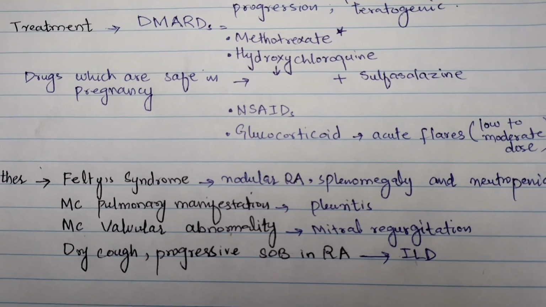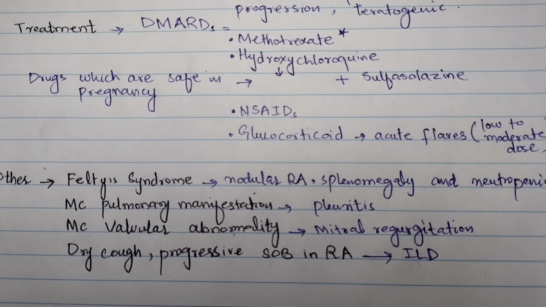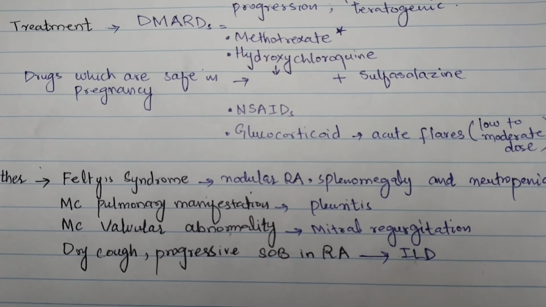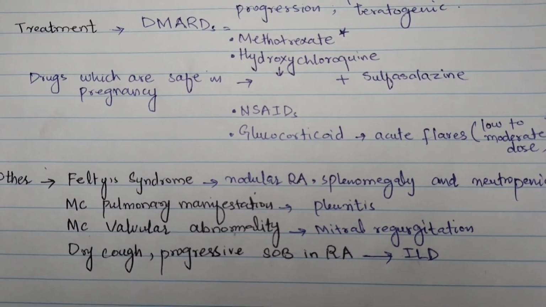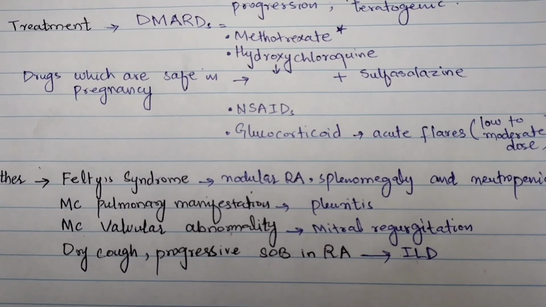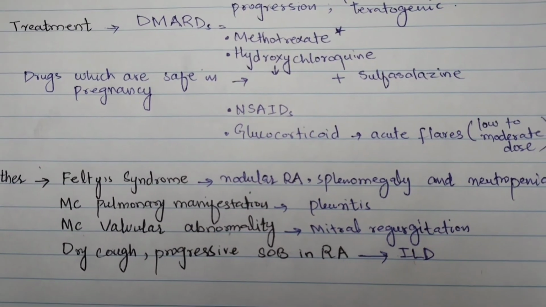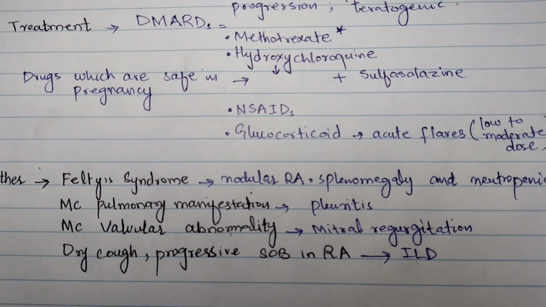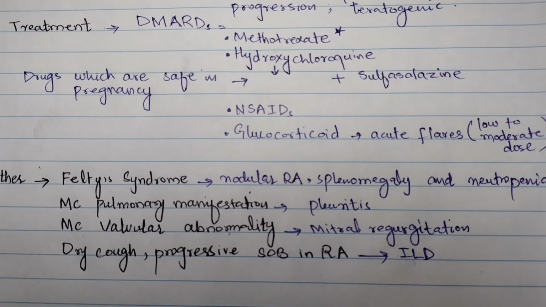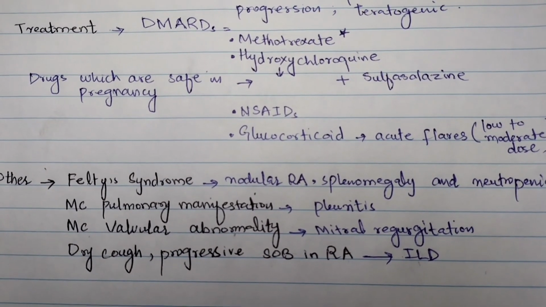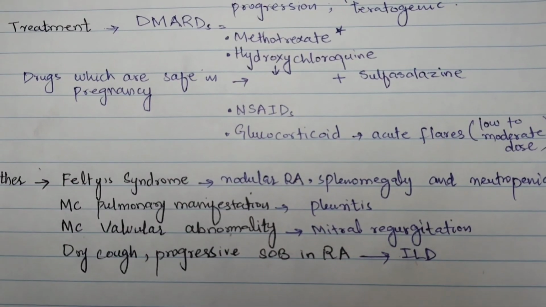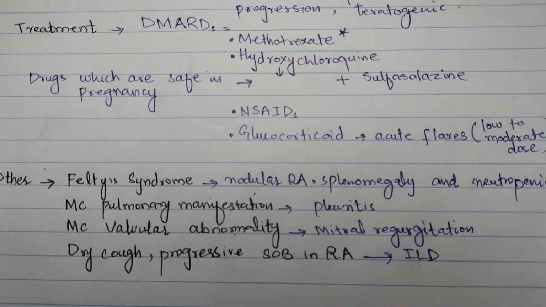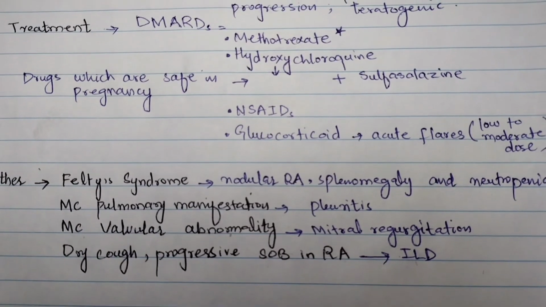And in treatment, we first use DMARDs. In DMARDs, we use methotrexate, hydroxychloroquine, and sulfasalazine, and we can use NSAIDs, steroids, and glucocorticoids. Now, if medication fails to prevent or slow joint damage, then we will move toward surgery. In others, we have Felty syndrome, pleuritis, mitral regurgitation, and ILD.